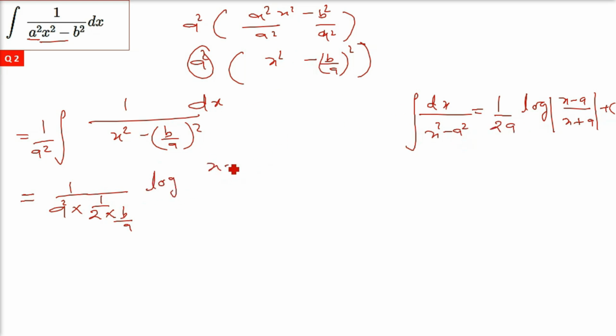What is a here? b by a. So x minus b by a divided by x plus b by a, and this will remain under the modulus sign, plus constant of integration. Now let's simplify this. x minus b by a.